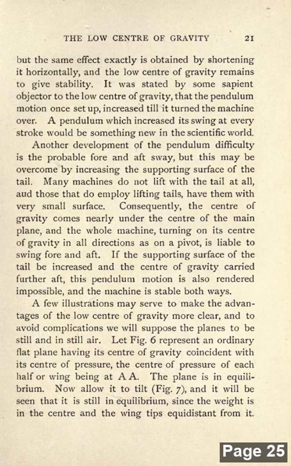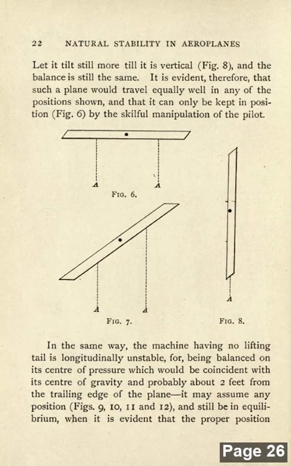The plane is in equilibrium. Now allow it to tilt, Fig. 7, and it will be seen that it is still in equilibrium, since the weight is in the center and the wing tips are equidistant from it. Let it tilt still more till it is vertical, Fig. 8, and the balance is still the same. It is evident therefore that such a plane would travel equally well in any of the positions shown, and that it can only be kept in position Fig. 6 by the skillful manipulation of the pilot.